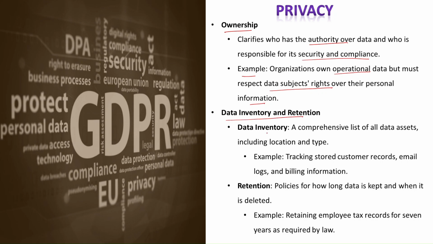Data inventory and retention. So data inventory is a comprehensive list of all data assets, including the data location and data type. For example, tracking stored customer records, email logs, and billing information. So what is then retention? Retention includes the policies for how long data is kept and when it is deleted. For example, retaining employee tax records for 7 years as required by the law. So the retention depends upon the data type and the related regulation or laws that require the retention of that specific data for a specific period.